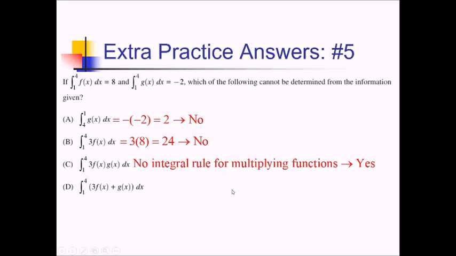But let's just look at this last answer choice. This is integral from 1 to 4 of 3f of x plus g of x. Well, we do have an integral rule for adding different functions together as long as they share limits of integration, which f and g do. We can in fact rewrite this as 3 times 8 plus negative 2, or minus 2, which would of course come out to a constant, 22. In any case, we can determine this, so this is a no to being the answer. So then the only one we can't determine is C, so that's what we're picking.